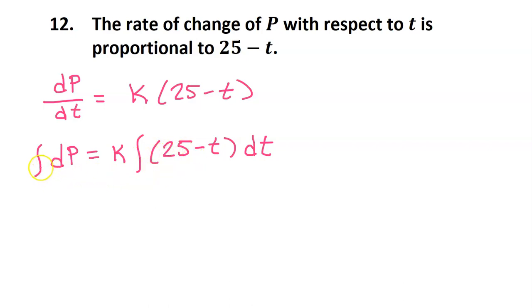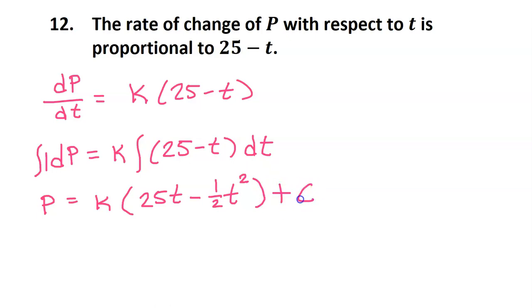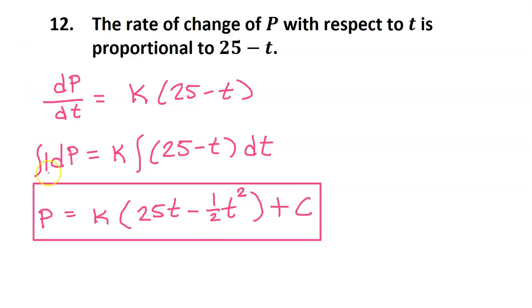But on the left side, the integral of dp is like the integral of 1 dp, and the antiderivative is p. And I'm leaving my k out in the front. I'm integrating term by term. The antiderivative of 25 is 25t. And with the t, I'm going to increase that exponent by 1 and then divide by my new exponent. So I have minus 1/2 t squared. And then I'm going to put my plus c on the end. This is the general solution to the differential equation.